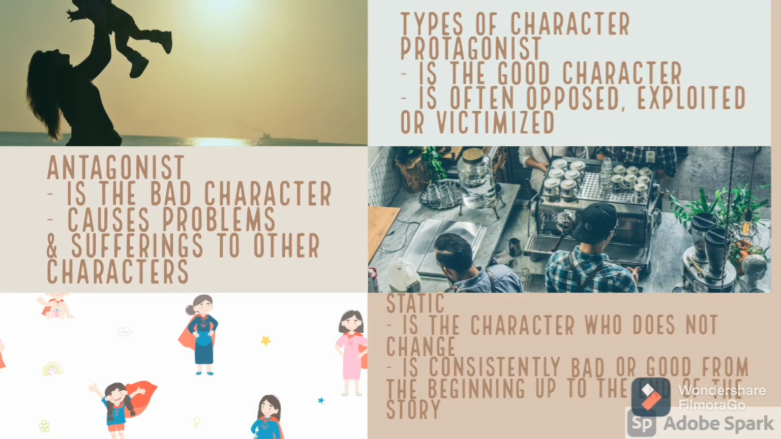The first is protagonist. Is the good character, is often opposed, exploited, or a victim. Next is antagonist. Is the bad character, causes problems and sufferings to other characters. Next is static. Is the character who does not change, is constantly bad or good from the beginning up to the end of the story.